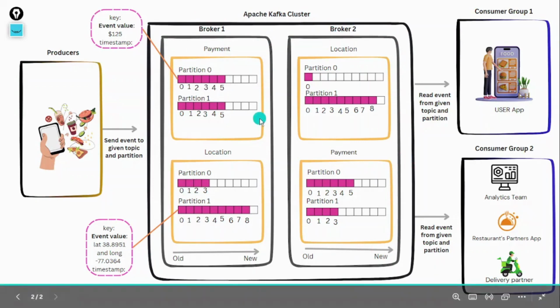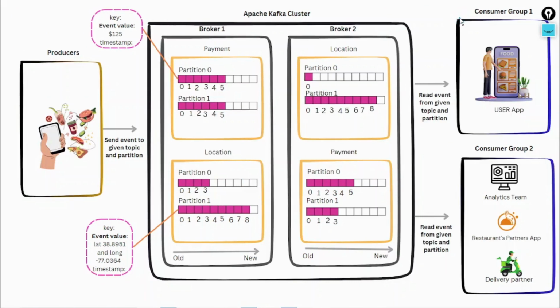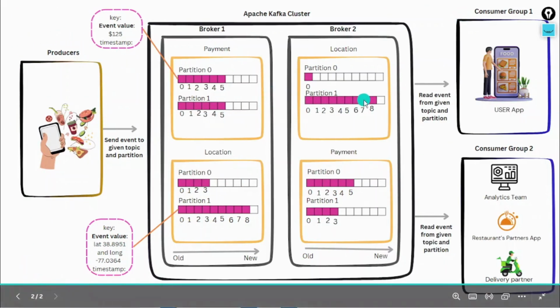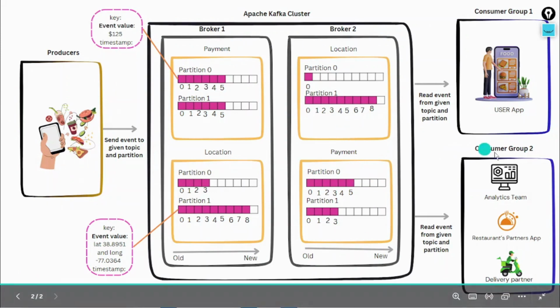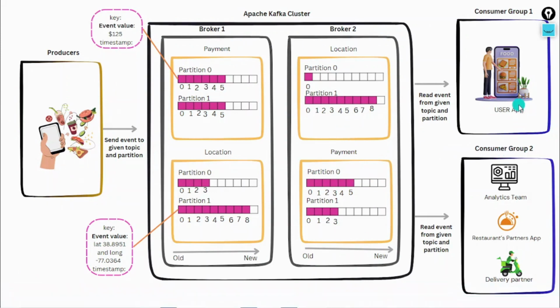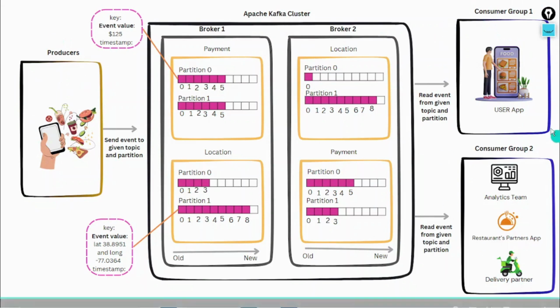Okay, and we have two types of applications in Kafka, producers and consumers. Producers are those client applications that write, or we can say publish, data to the Kafka cluster, and consumers are those applications which read or subscribe to the data from the Kafka cluster, or we can say they process the data from the Kafka cluster too.